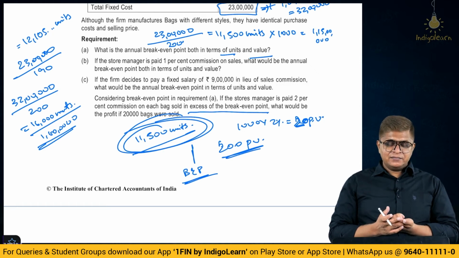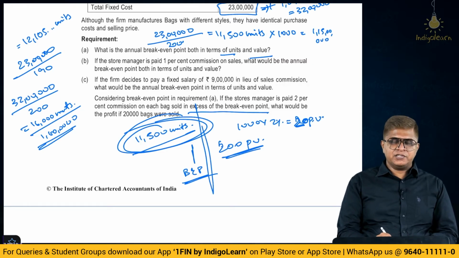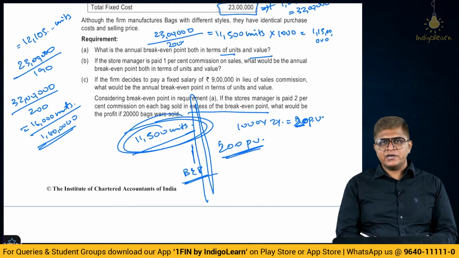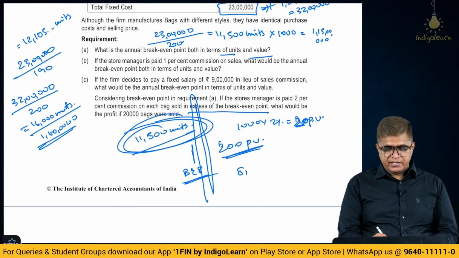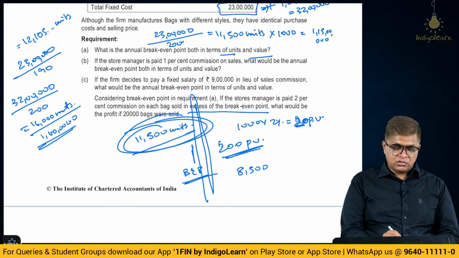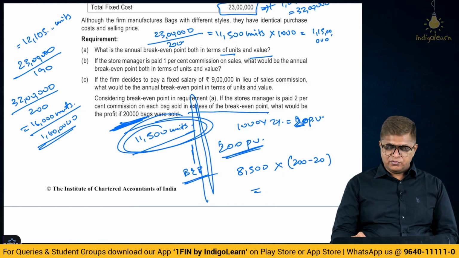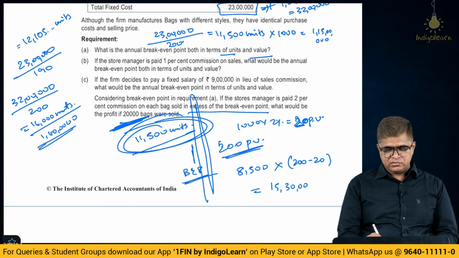Here what they are saying, at 20 rupees per unit they will give us commission. So up to 11,500 no commission, we are at break even, no profit, no loss. After 11,500 how many units? 8,500 units. How did I get this? So totally they are talking about 20,000 bags. So 20,000 minus 11,500 is 8,500 into, normally my contribution is 200, but out of this 200, 20 commission has to go. So my profit will be 8,500 into 180, which will be 15 lakhs 30,000.